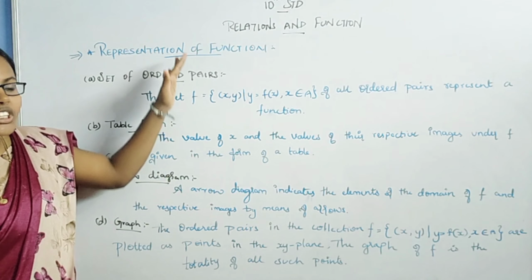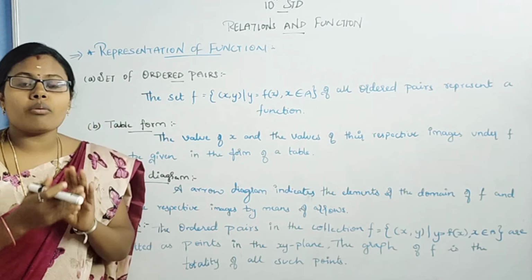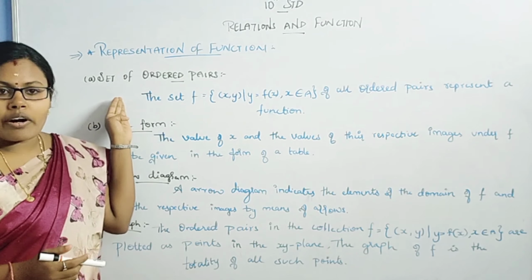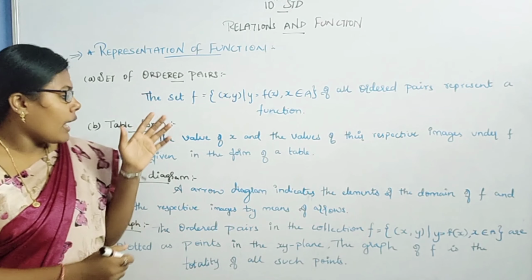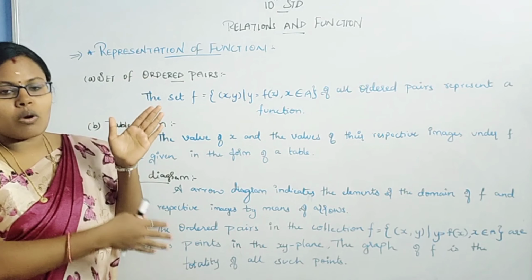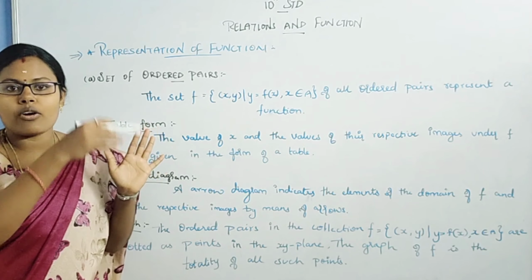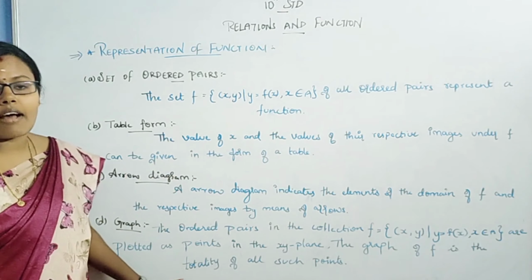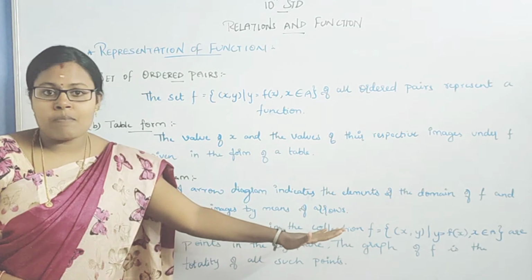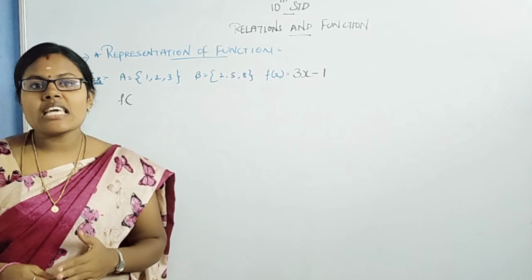So a function can be represented in 4 methods. One is set of ordered pairs, that is (x, y), and other is table, x and y. Okay, table format you'll represent. The next is arrow diagram. So arrow diagram you know. So next is the graph representation, x and y axis. Okay, so now we'll see an example.